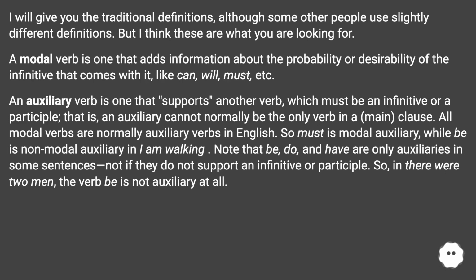All modal verbs are normally auxiliary verbs in English. So must is modal auxiliary, while be is non-modal auxiliary in I am walking. Note that be, do, and have are only auxiliaries in some sentences, not if they do not support an infinitive or participle. So, in there were two men, the verb be is not auxiliary at all.